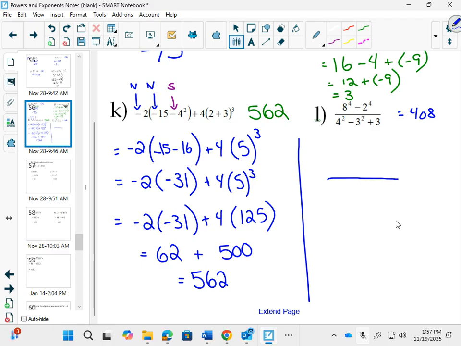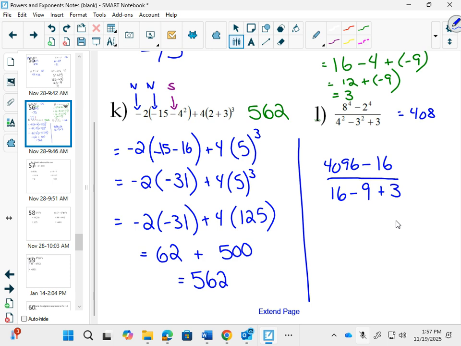Interesting thing about this one. Do we have brackets? This is a weird one, because it feels like you see no brackets, because you don't. But when you have a big fraction like this, okay, let's do our exponents, because I see exponents first, I don't see brackets. 8 to the 4 is big. We're going to do that on our calculator. That's 4,096. 2 to the 4 is 16. On the bottom, 4 squared is 16. 3 squared is 9. So I did all my exponents first.